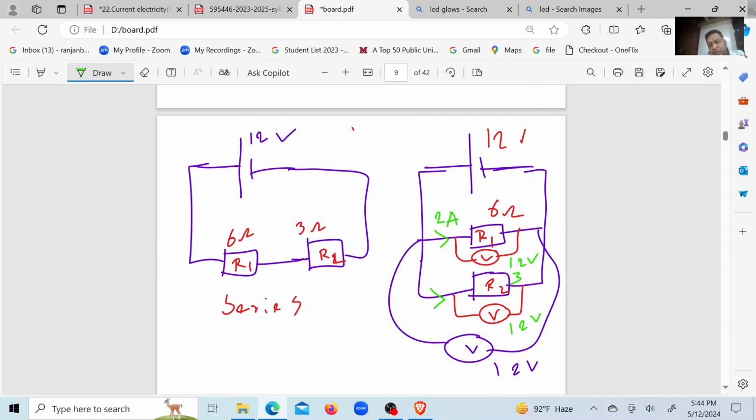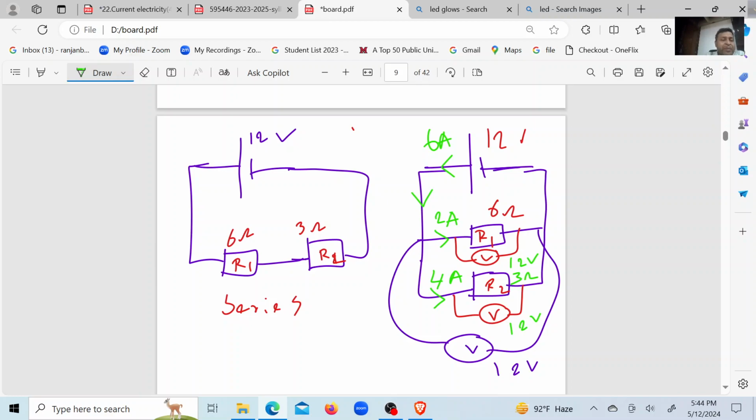R2 is what it was, 3 ohm, right? So what current will be there in the lower pathway? 4. Note one thing, in parallel connection, the smaller the resistance, the higher the current, right? R2 is 3 ohm, so current is 4. So here the main current is 6 ampere, it has been split, right? But with opposite ratio, the bigger the resistance, the smaller the current. So with opposite ratio.